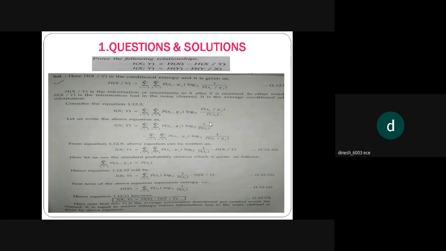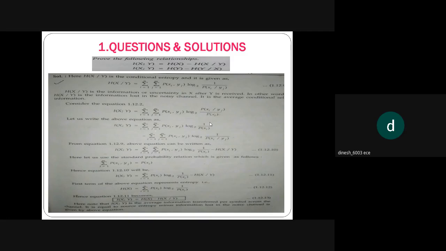So H of x bar y is the information in uncertainty conditions in x after y is being received, or you can say that H of x by y is the information lost in a noisy channel.